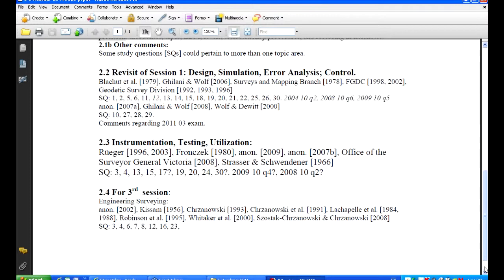Okay. So today's session is dealing with instrumentation, testing, and utilization, which has been suggested in the learning outcomes of these particular references, preferably in that order, would be probably the easiest way of following it.